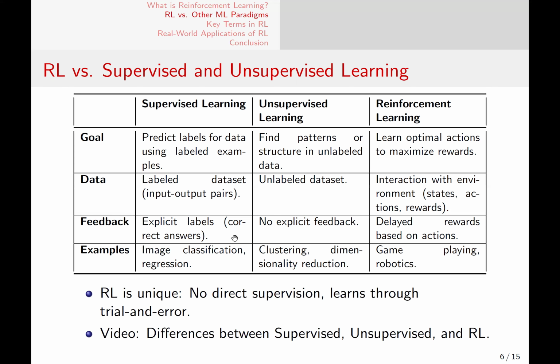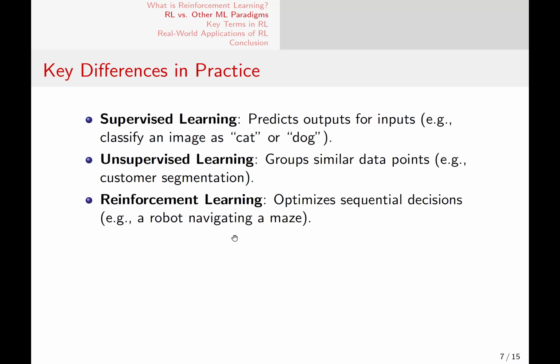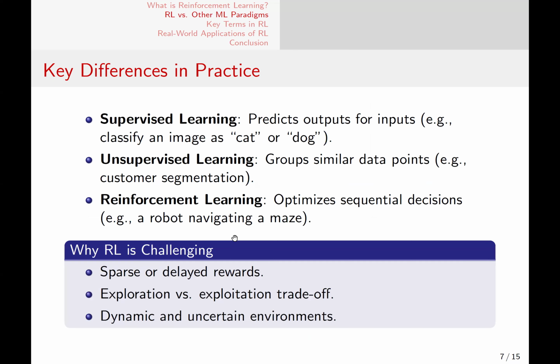Of course, here we're talking about differences between supervised and unsupervised learning. So, key differences in practice now. For supervised learning, you predict outputs for inputs, e.g., classify an image as cat or dog. So you feed your system some pictures, and you want them classified as cat or dog, based on the picture. For unsupervised learning, you just want to group similar data points, e.g., customer segmentation. For reinforcement learning, you're optimizing sequential decisions, e.g., a robot navigating a maze, right?